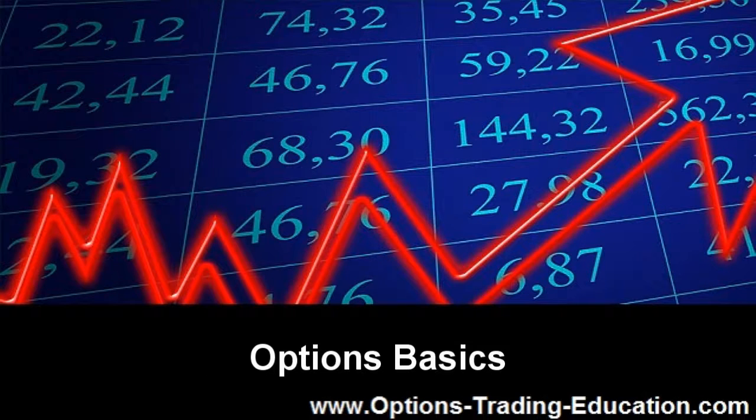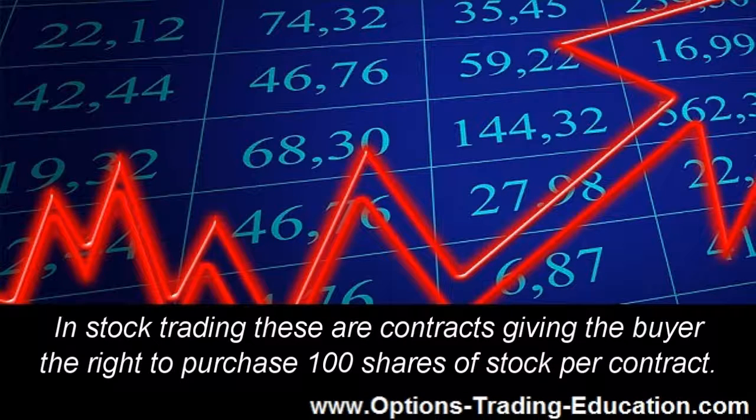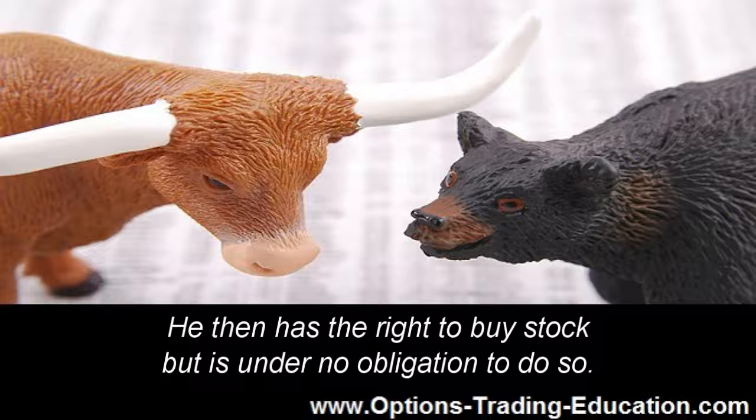Options Basics. Stock options are traded with calls and puts. What are call options? In stock trading, these are contracts giving the buyer the right to purchase 100 shares of stock per contract. The trader pays a premium to purchase the options contract. He then has the right to buy stock, but is under no obligation to do so.